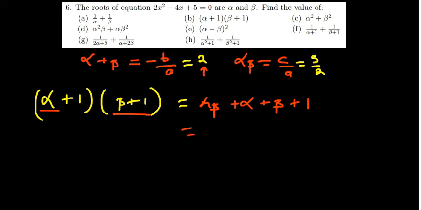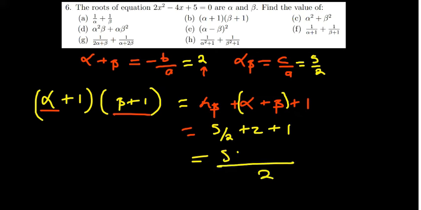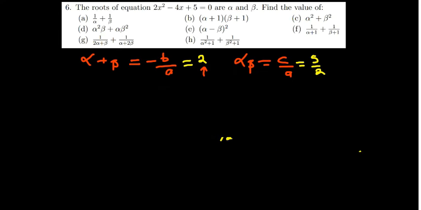So I'll substitute. For my alpha beta, we have 5 over 2. The middle part, alpha plus beta, is equal to 2, plus 1. So at least we're able to simplify from there. If we multiply the other parts by 2, 5 plus 4 plus 2. So of course the common denominator is 2. So we have 5 plus 4 plus 2. 9 plus 2, 11. So you've seen that it's possible for us to express all these in the form of alpha plus beta and alpha multiplied by beta.